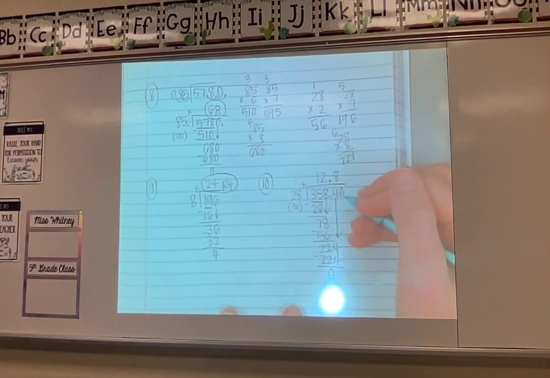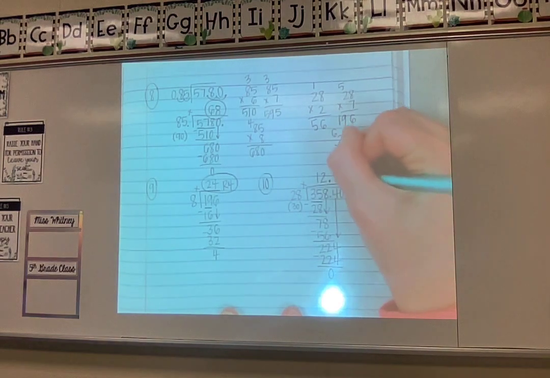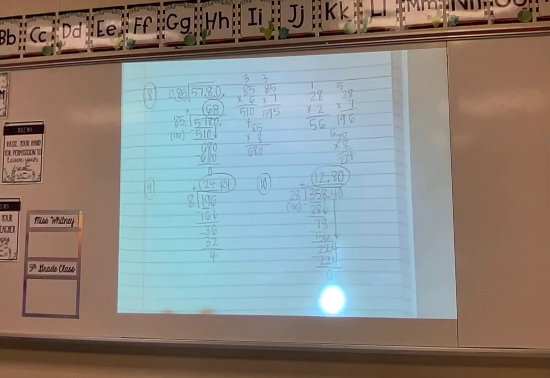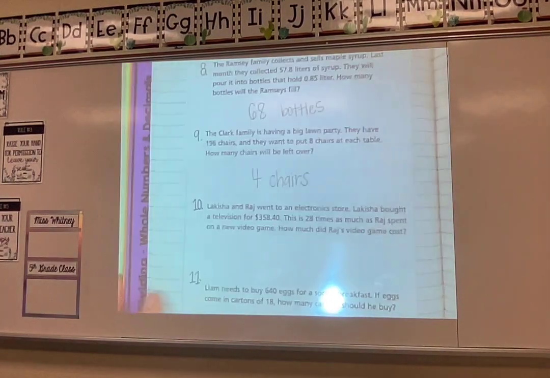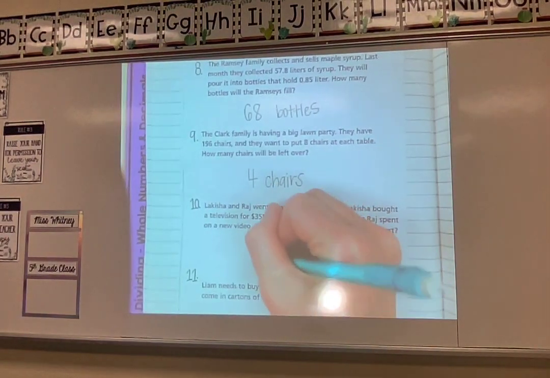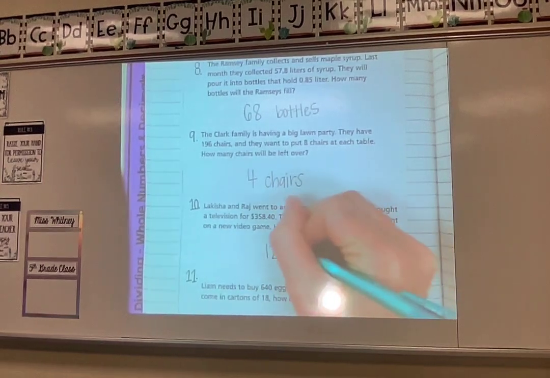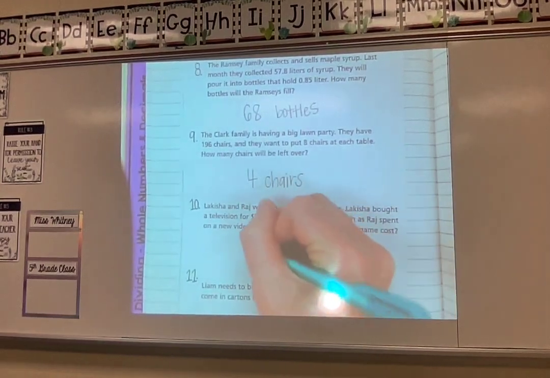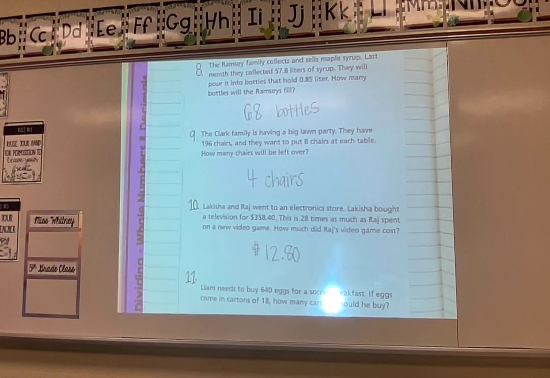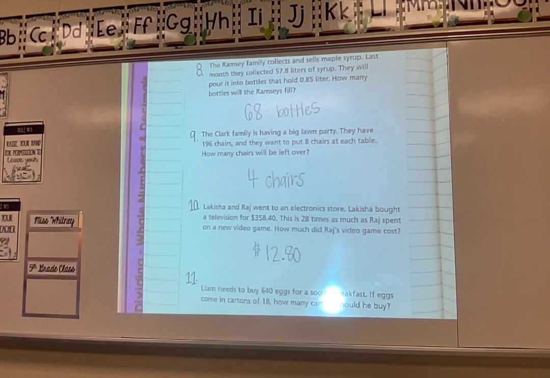Now I'm going to look. Ooh, I have one more 0 that I could bring down. So instead, I'm going to add it to my answer. So 12.80. Going back over to my word problem, I'm going to copy down my answer to the question, 12.80. And my label is going to be the $ sign because it says, how much did Raj's video game cost? $12.80. Okay, cut out a few examples to make the video a little bit shorter, but this is all review.